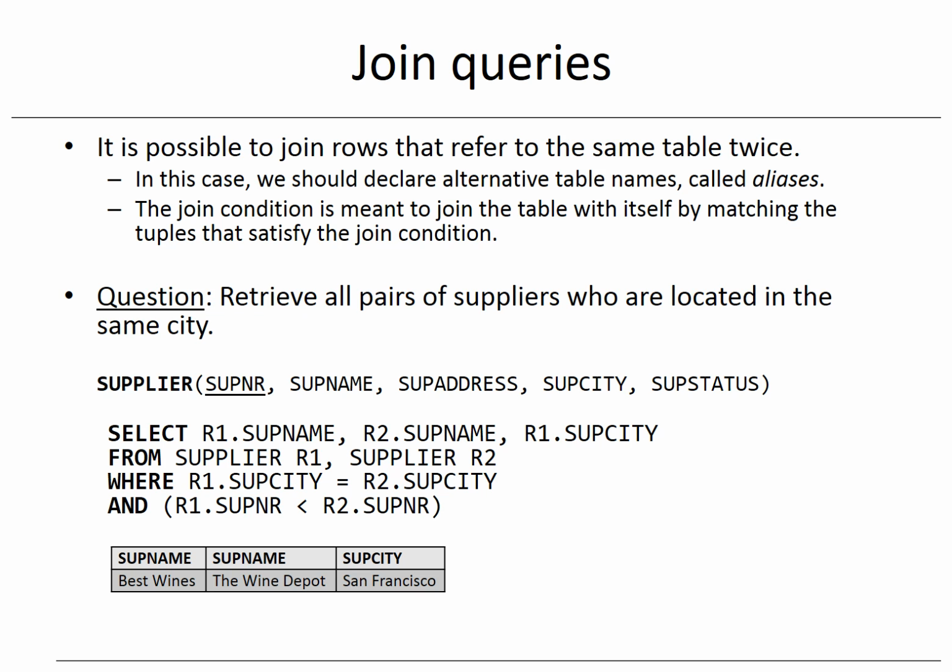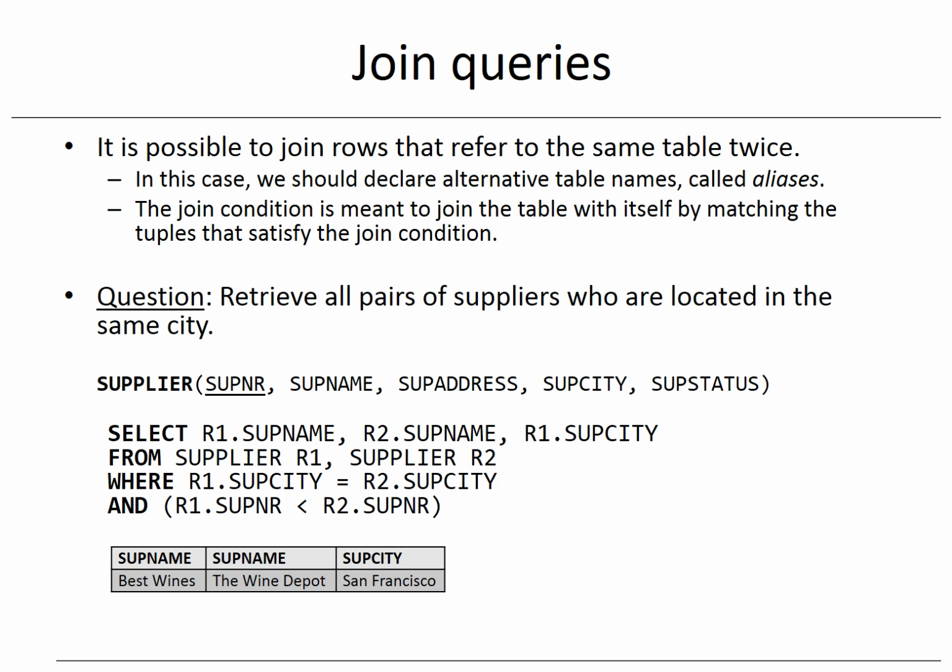It is quite obvious that we need data from only one table, supplier. However, we need to join this table with itself to solve the question. More specifically, the SQL query becomes select r1.subname, r2.subname, r1.subcity from supplier R1, supplier R2, where r1.subcity equals r2.subcity, and r1.subnumber strictly less than r2.subnumber. Note that we introduce two aliases, R1 and R2, to refer to the supplier table.